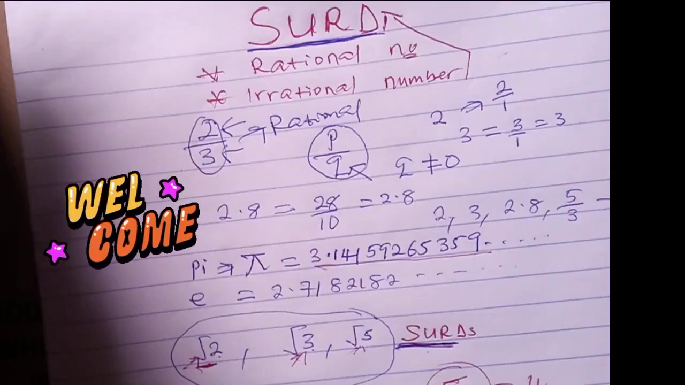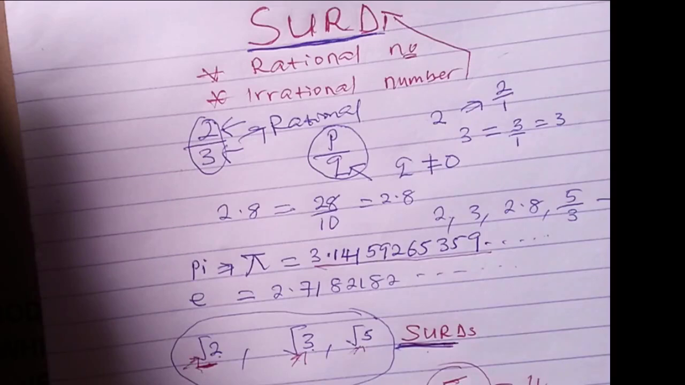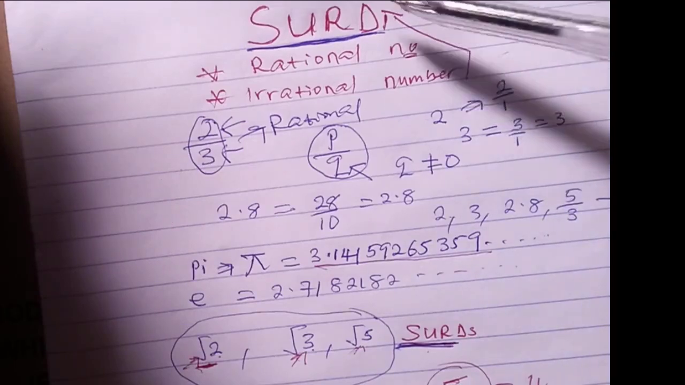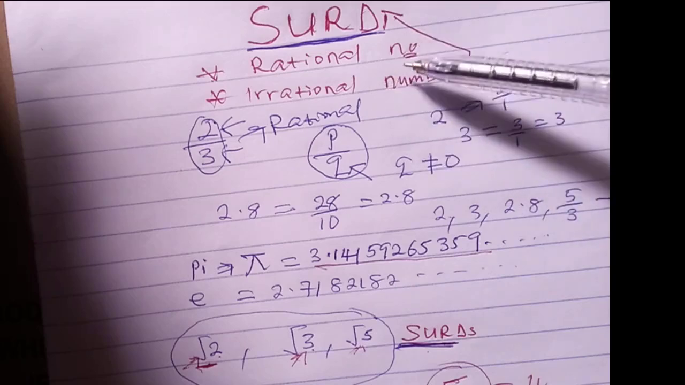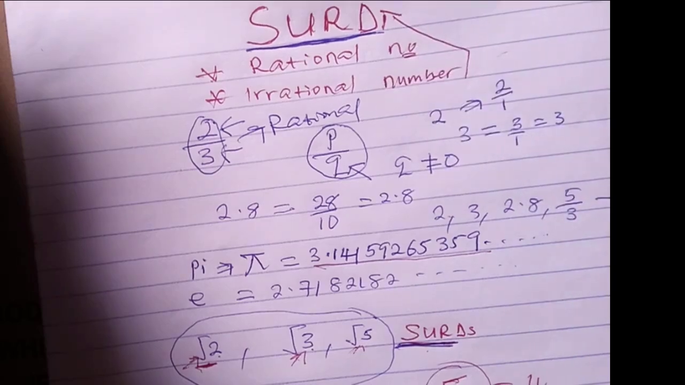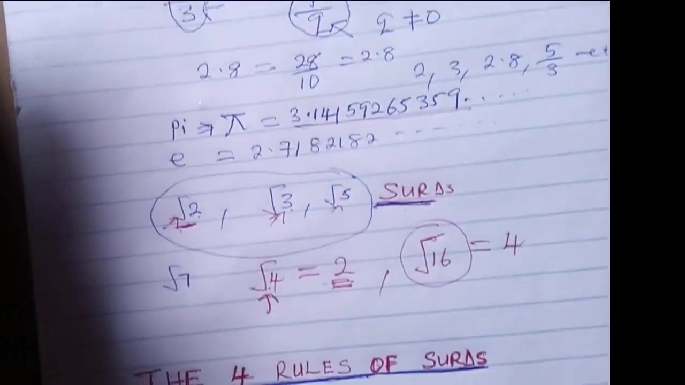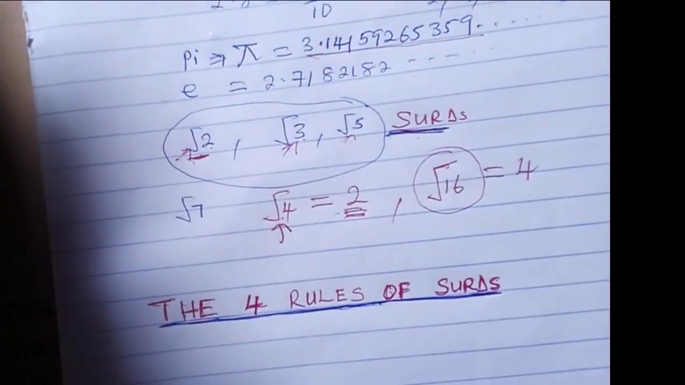Hello everyone, welcome back. In our last lesson, we looked at the concept of surd. We looked at rational number, irrational number. So in today's lesson, we're going to look at the four rules of surd.